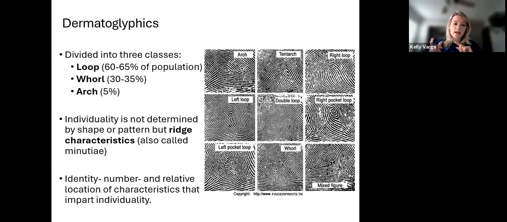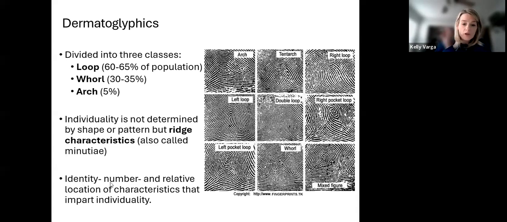So individuality, again, is not determined by the shape or the pattern, but by what's called the miniature or the ridge characteristics. So again, going in and looking at the different arrangements of the characteristics, not just saying, oh, that person has an arch or that person has a whorl. It's looking at the individual characteristics of depth, of width, of raises. Because in that pattern, you're creating bumps and grooves, you're creating voids for you to be able to collect that. So that's important because those are the miniatures or ridge characteristics that we're going to be identifying.